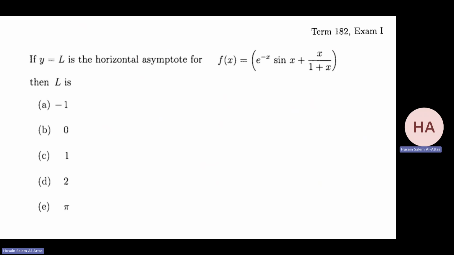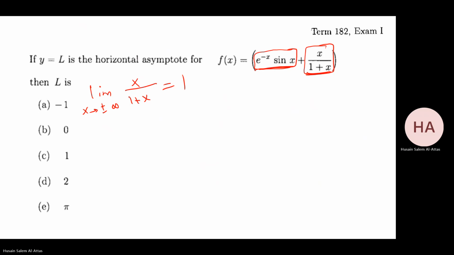First, I can split this into two things, these two. This is a function, and this is a function. I know the limit of this one, either as x goes to infinity or minus infinity: the limit as x goes to plus or minus infinity of x over 1 plus x. This is 1, same degree, no need to worry about. Now I need to check this one.